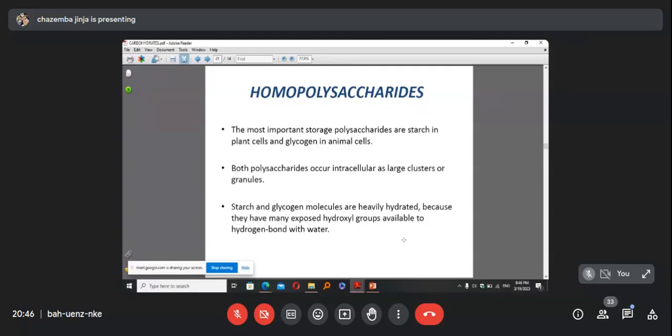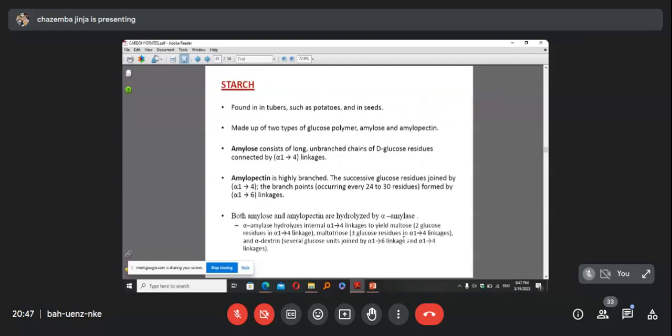Both polysaccharides occur intracellularly as large clusters or in granules. So they can be clustered together, or they can just be in granules. Starch and glycogen molecules are heavily hydrated because they have many exposed hydroxyl groups available to hydrogen bond with water. So that's why they're called heavily hydrated, because they have so many hydroxyl groups that can hydrogen bond with water. That's on the homopolysaccharides. So we'll start by looking at starch.